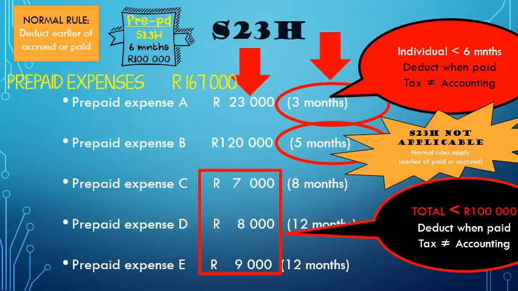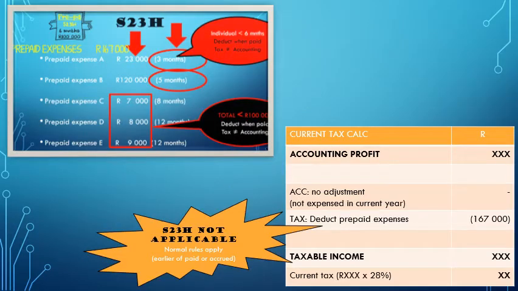So in the current period, we'll deduct these prepaid expenses for tax purposes, but for accounting purposes, they will only be expensed in the following year. Therefore, the tax rules are not the same as the accounting treatment. So if we have to put this into our current tax calc, we will have to make an adjustment for tax purposes to deduct these amounts in our current tax calculation.